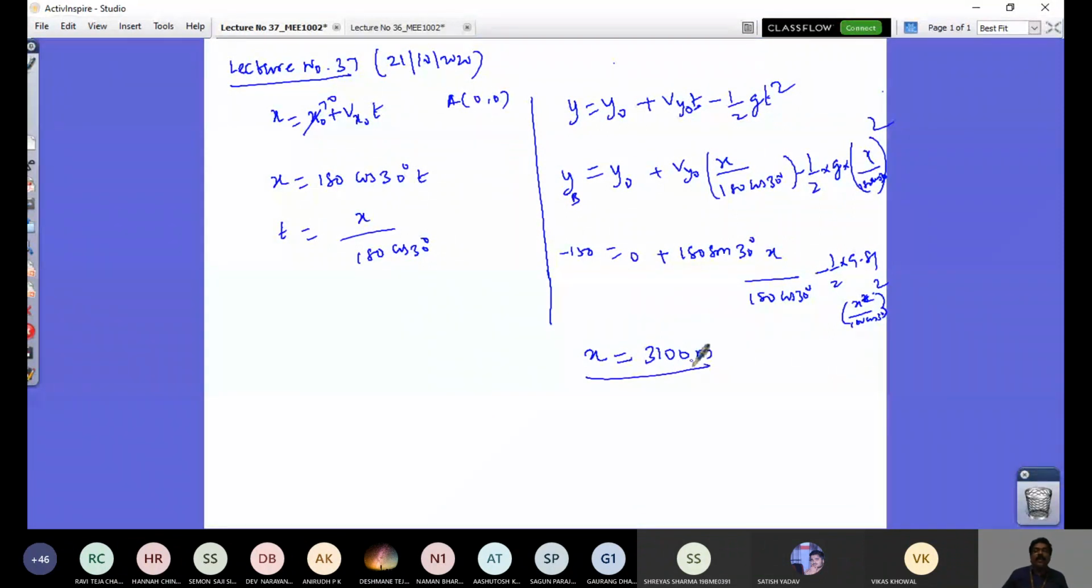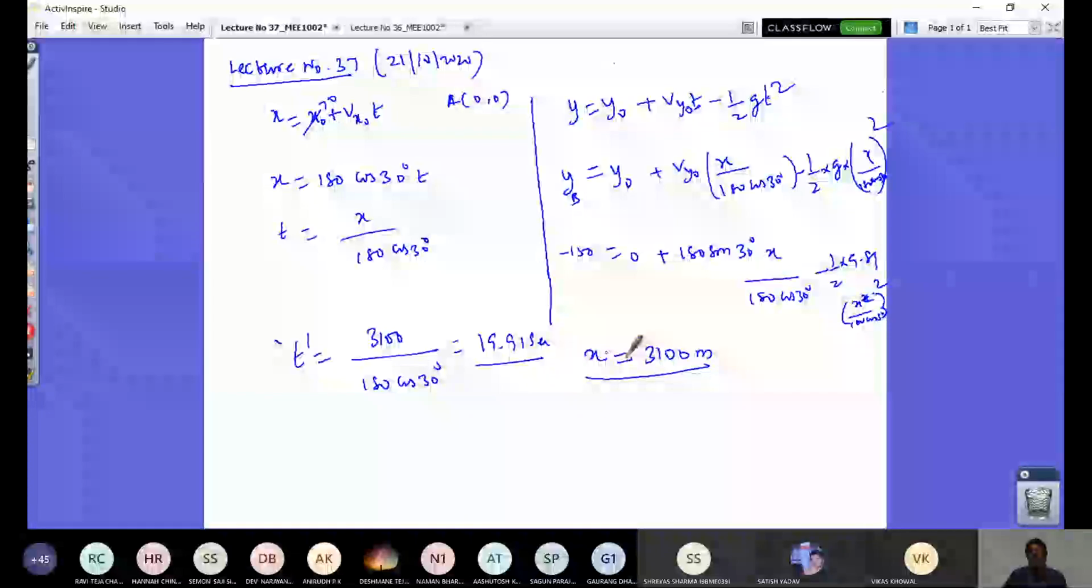Right? Then if I want what is my time of flight t, then I can find this simply 3100 by 180 cos 30, and that happens to be 19.91 seconds. So from point A to B it reaches in this much of time, and at that time my coordinate xb is given by 3100 meters.